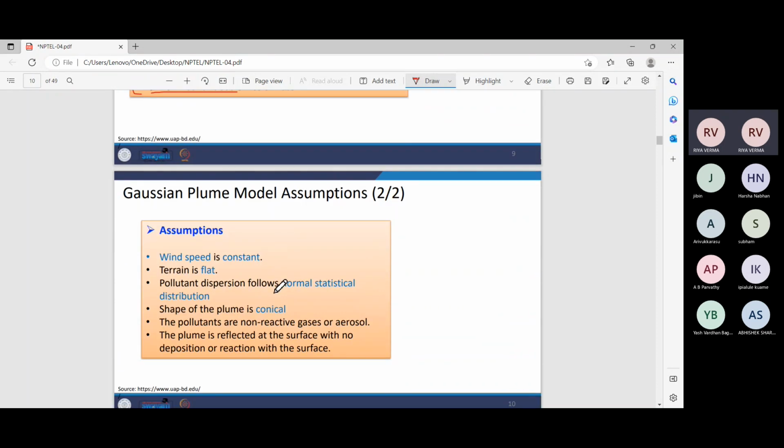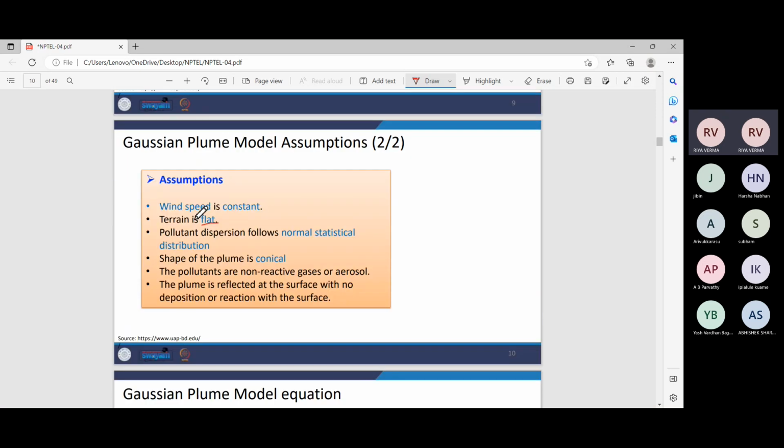Next, your wind speed is constant. Your terrain is flat, there are no undulations. Second, your pollutant dispersion follows a normal statistical distribution, as told earlier. Then the shape of the plume is conical, and the pollutants are non-reactive gases. They do not undergo any reaction or any degradation within themselves.